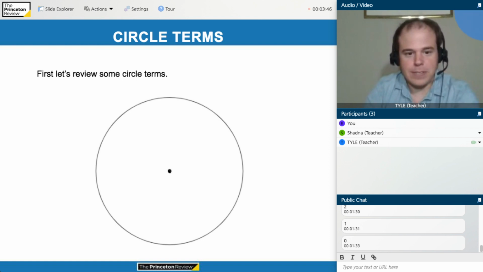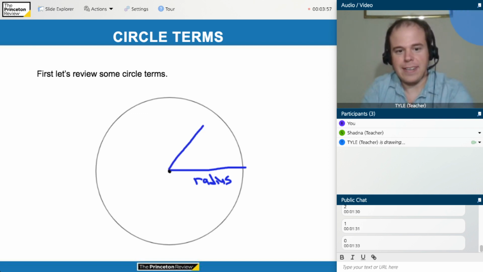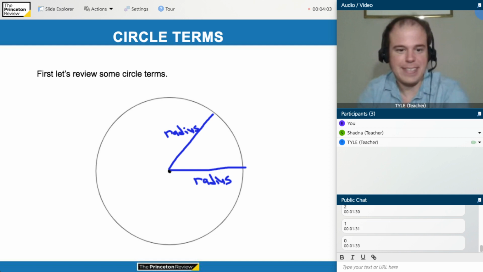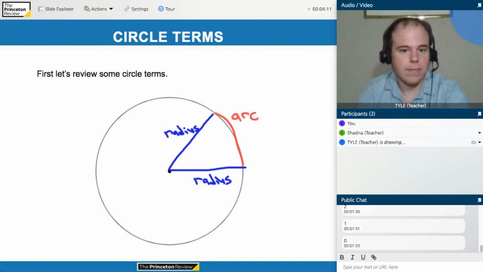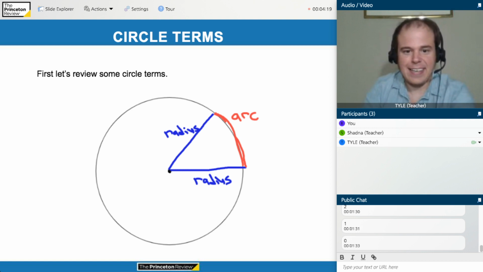First, let's review some circle terms. The first one that I want to mention is the radius, which is a line from the circle's center to any point on its edge. So I'll draw another radius like this. These two blue lines are both radii, we say. And these two radii define an arc, which is a section of the circle between 2 points. Along the outside of the circle, we have an arc like this. And we say that the length of the arc is the arc length. Somewhat creatively named.